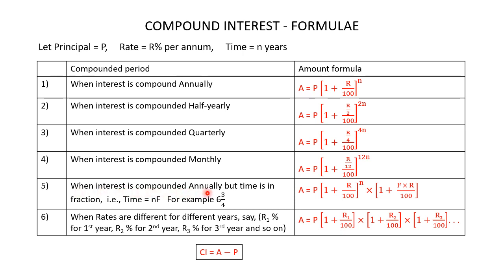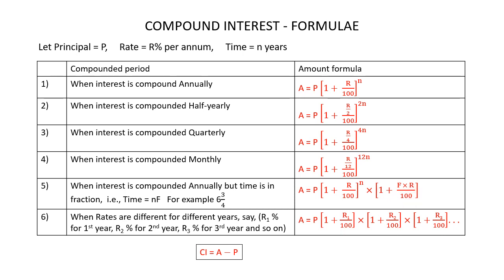When interest is compounded annually but time is in fraction, for example 6 3 by 4, here time is n f, where n is the whole number and f is the fraction. So here n is 6 and f is 3 by 4. So when interest is compounded annually but time is in fraction, the formula to find the amount is A is equal to P multiplied by 1 plus R by 100 raised to the power n, multiplied by 1 plus f multiplied by R divided by 100.